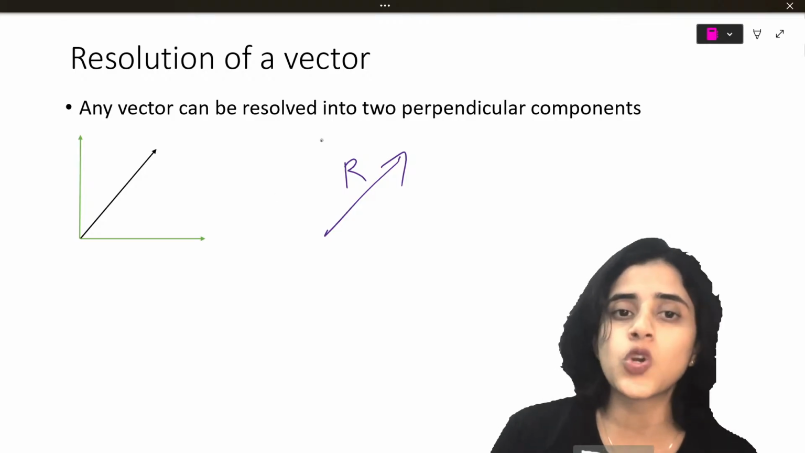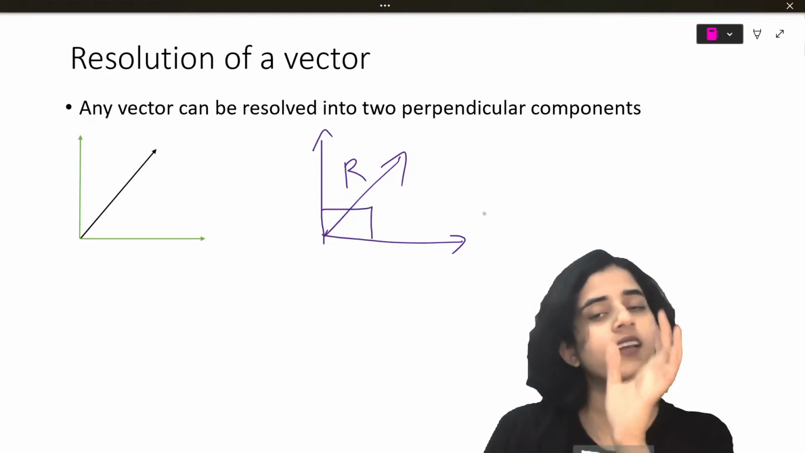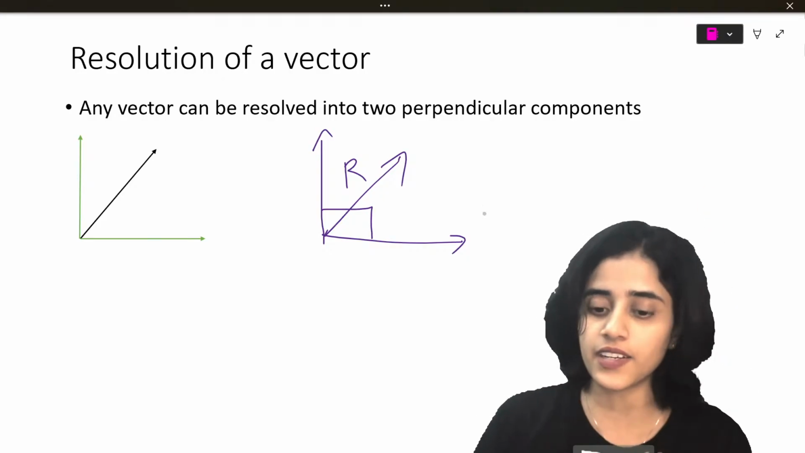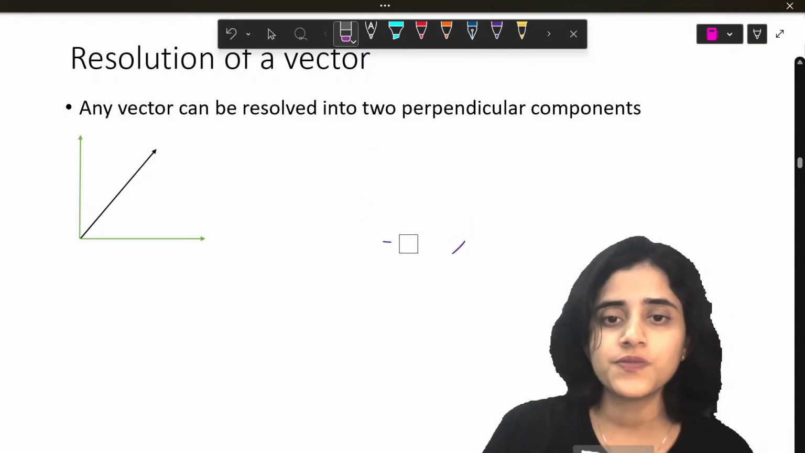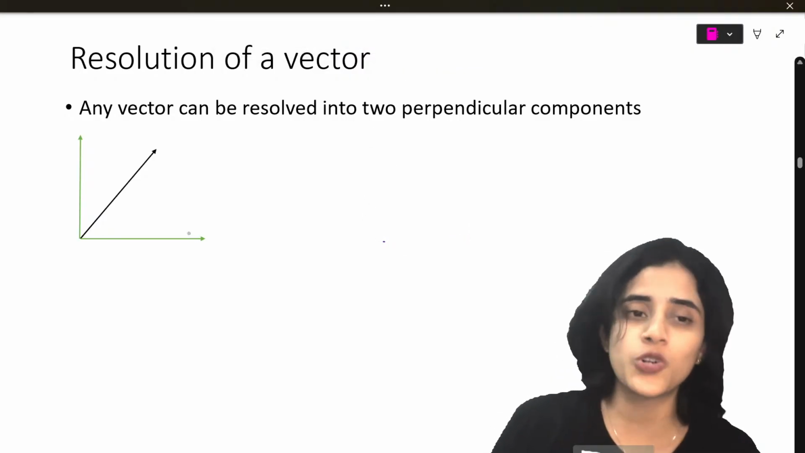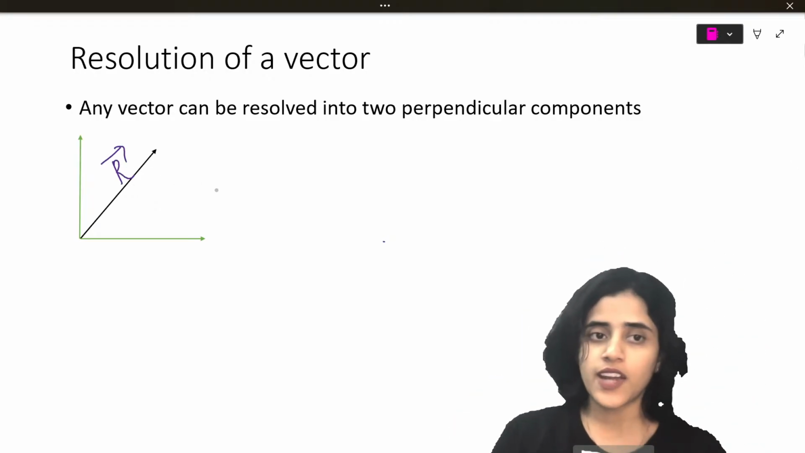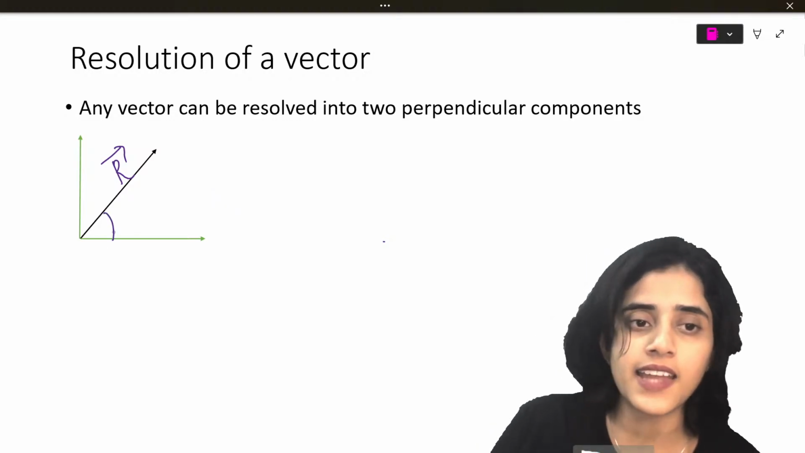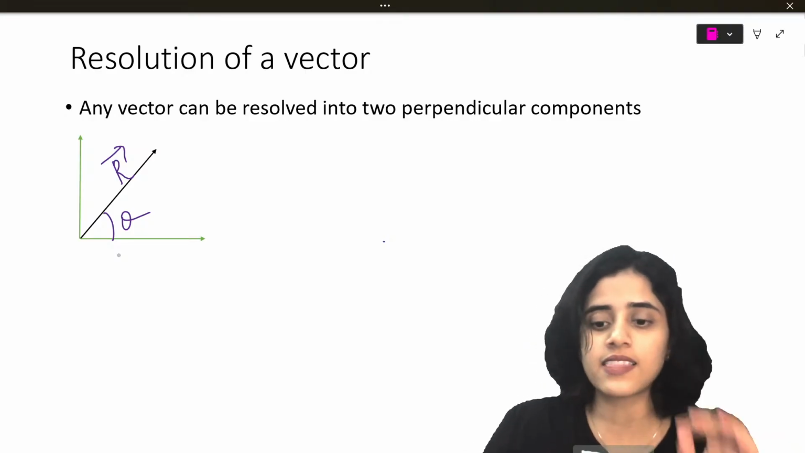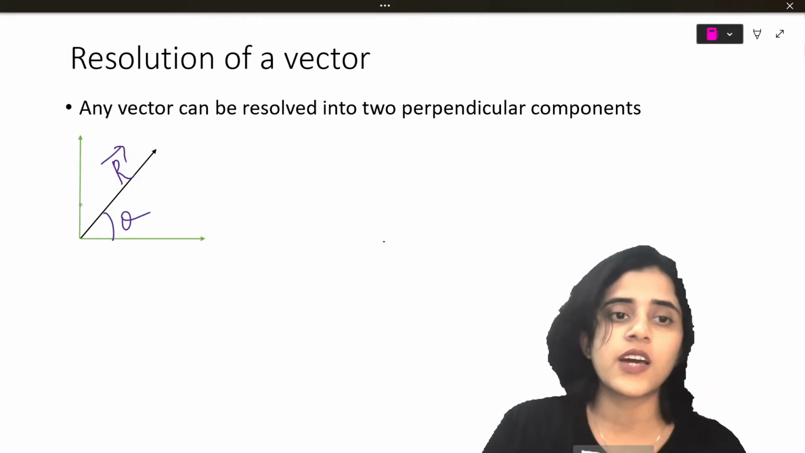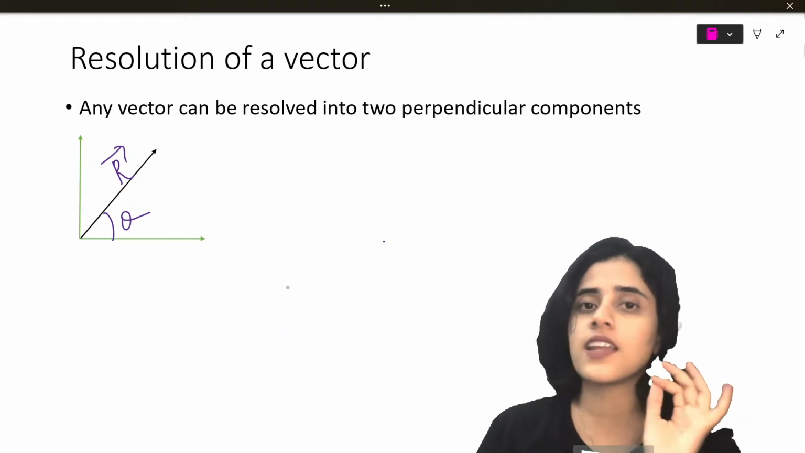So what will you do? You will draw a horizontal line and a perpendicular line such that these two lines are at an angle of 90 degrees. Is that clear? You will draw a horizontal line and a vertical line, and this is your vector R. Now R is in a random direction and it is at an angle theta with respect to the horizontal line. The horizontal and the vertical have to be at 90 degrees.